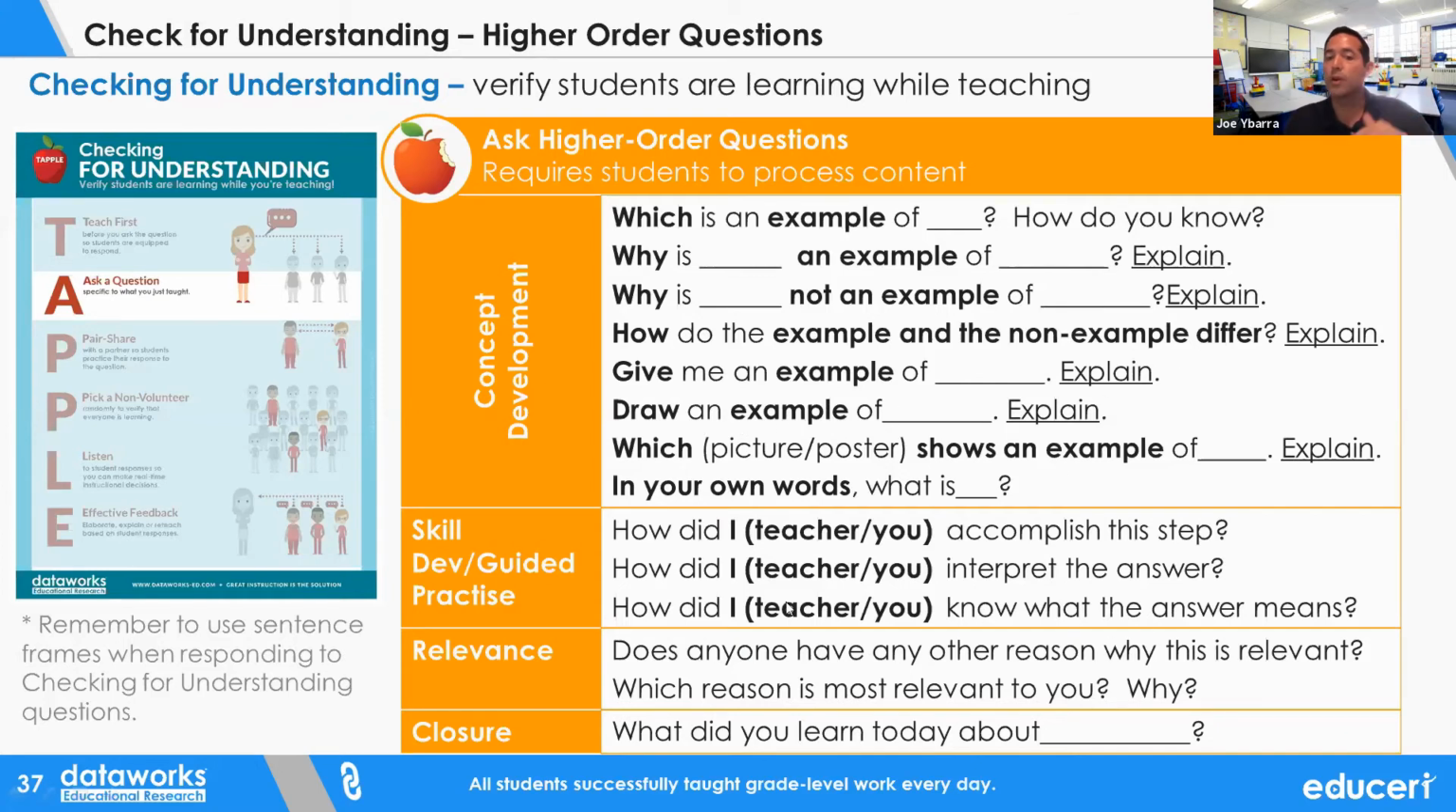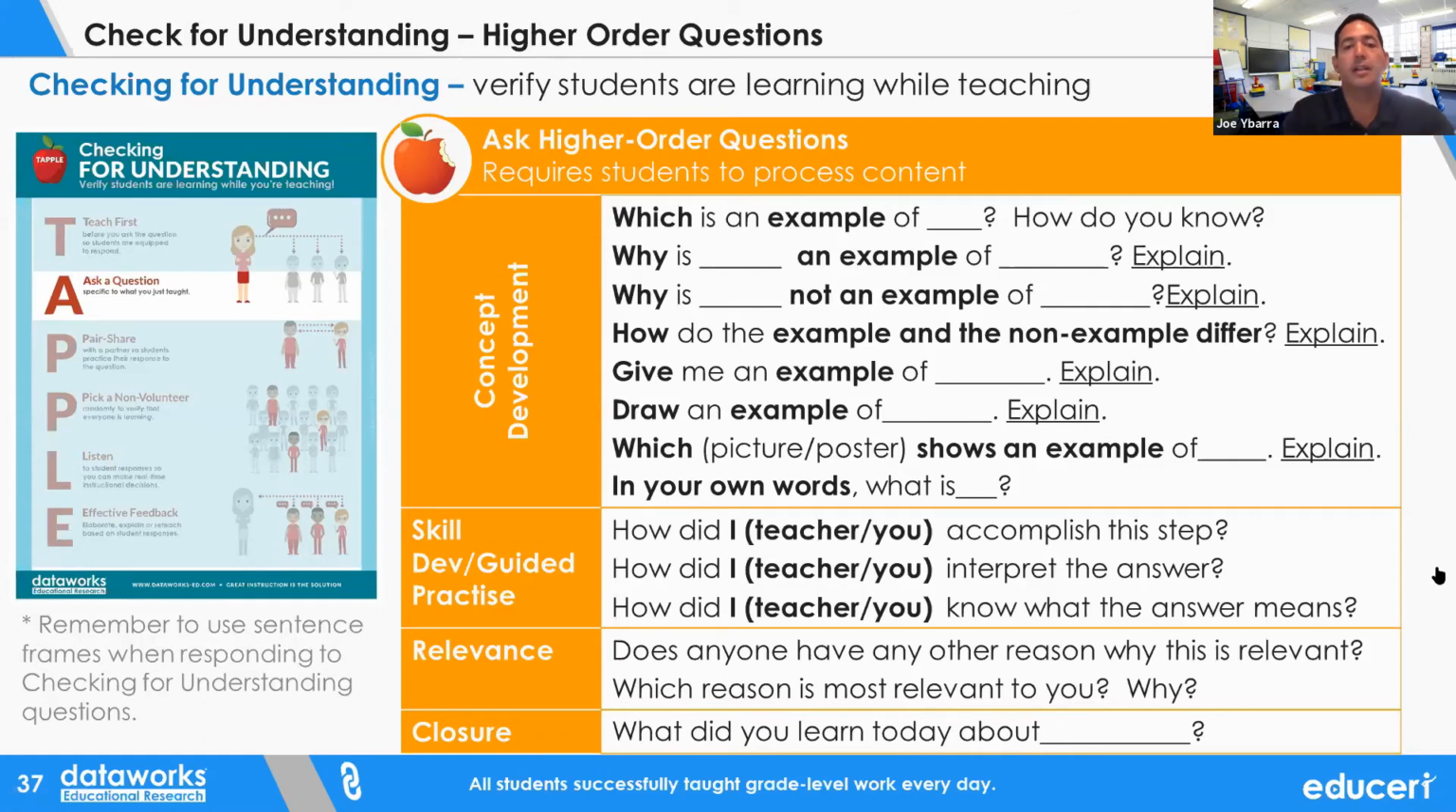Okay. So in your own words, what is context clues? We ask this "in your own words" last, because in the beginning, they're usually just repeating the definition. So we want them to really understand that. In skill development guided practice, how did I accomplish this step? How did you interpret this step? And how did you know what the answer means? So that's the higher order questions, and that's when you're truly implementing our strategies correctly.